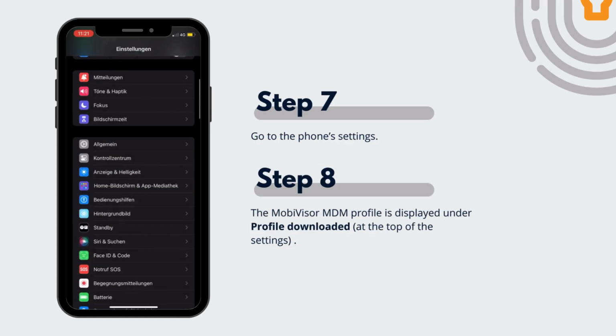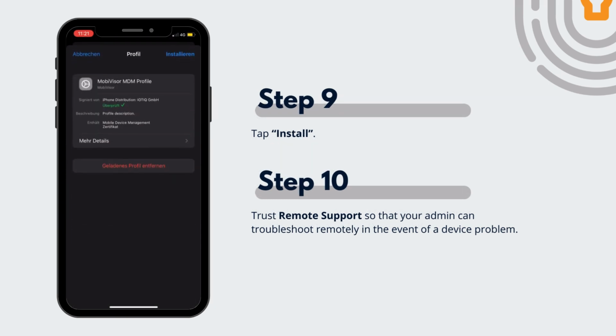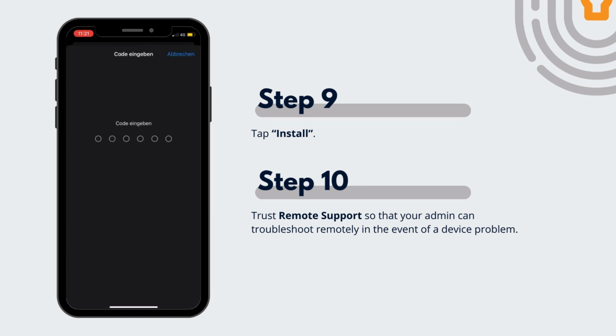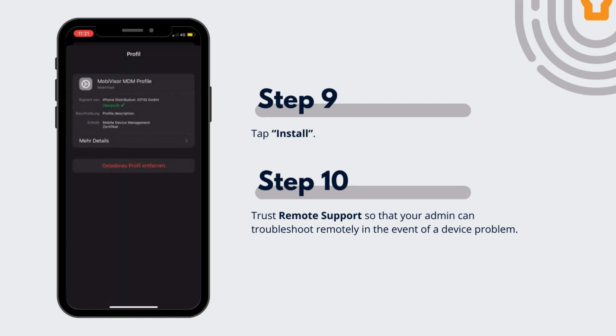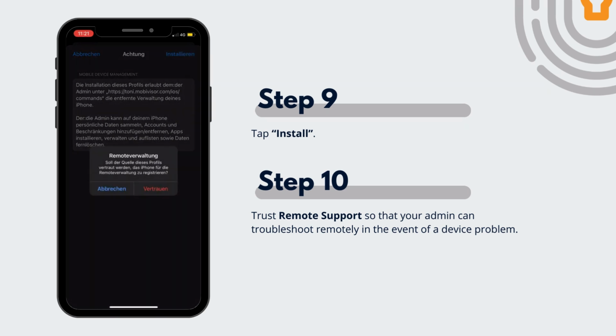After that is done, go to the phone's settings. The MobiVisor MDM profile is displayed under Profile Downloaded at the top of the settings. Now tap on Install. Trust remote support so that your admin can troubleshoot remotely in the event of a device problem.